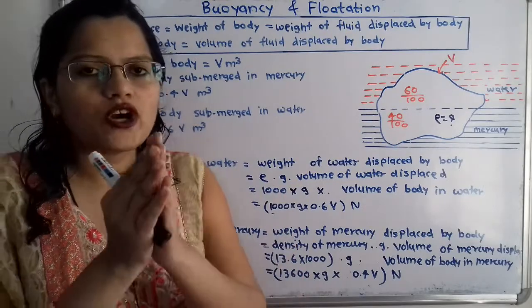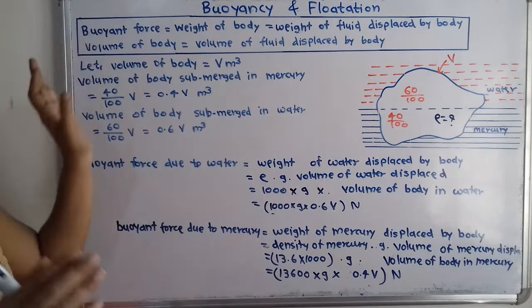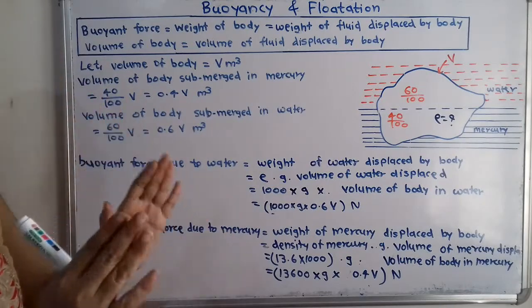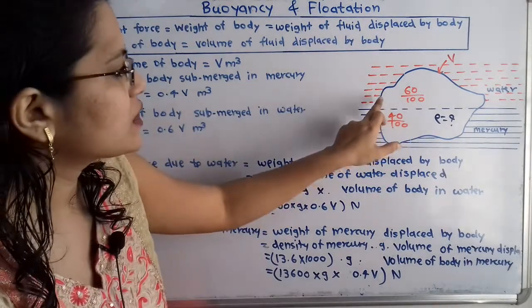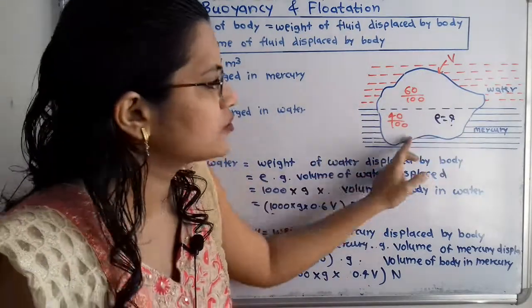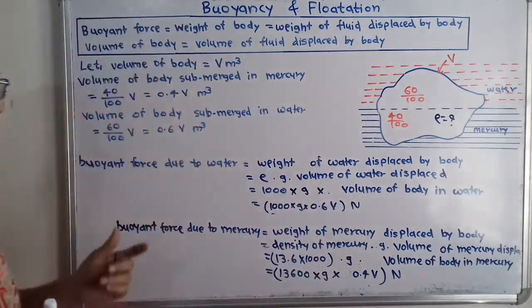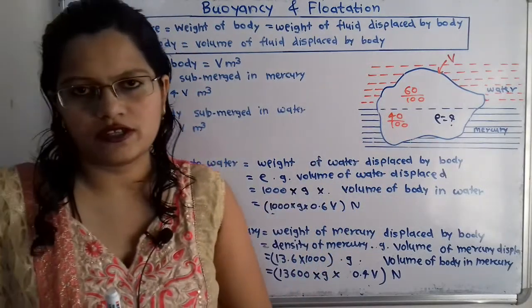Now the body is getting divided into two fluids. So we have to write buoyant force, or we can say total buoyant force on the body, which is equal to buoyant force due to water plus buoyant force due to mercury. So now we will move to the first, that is buoyant force due to water.